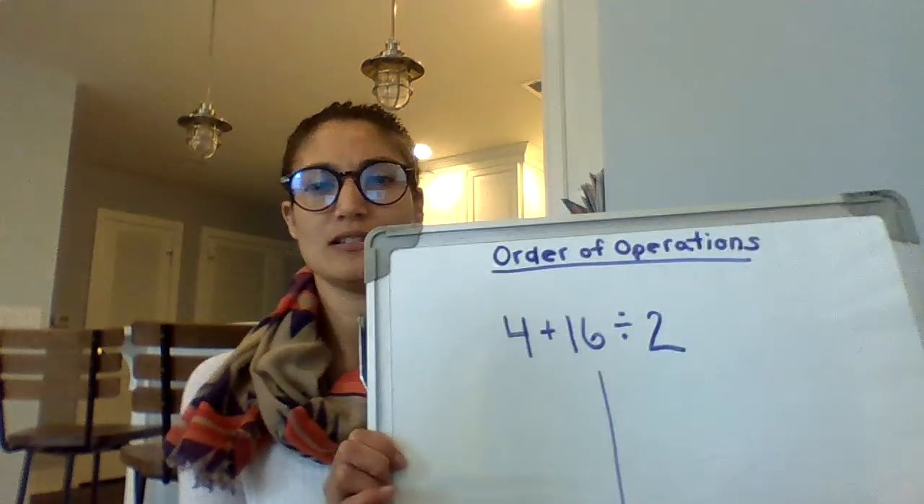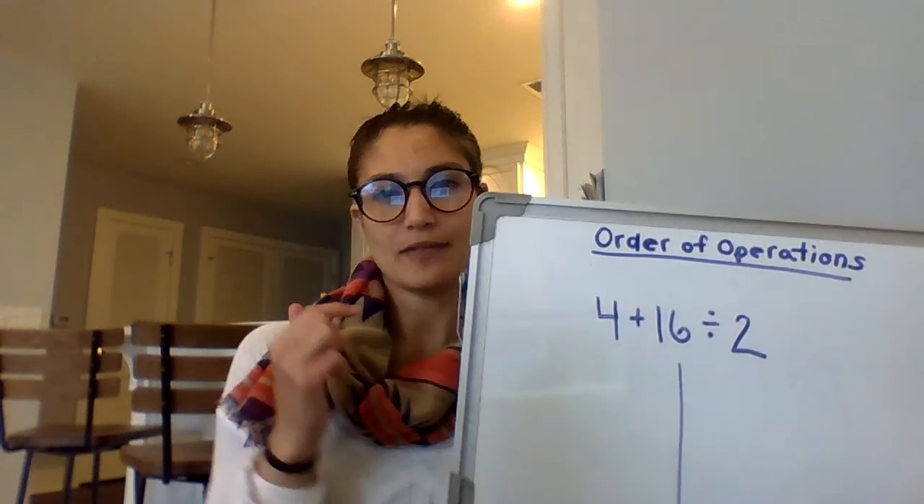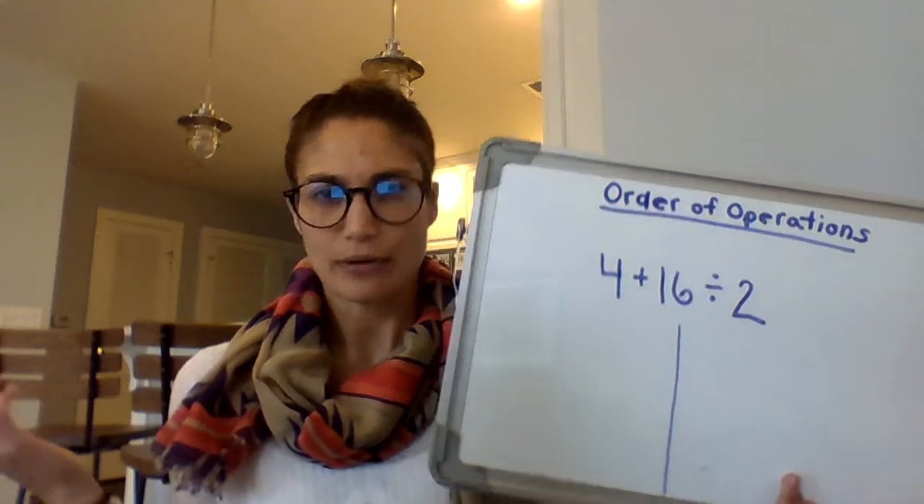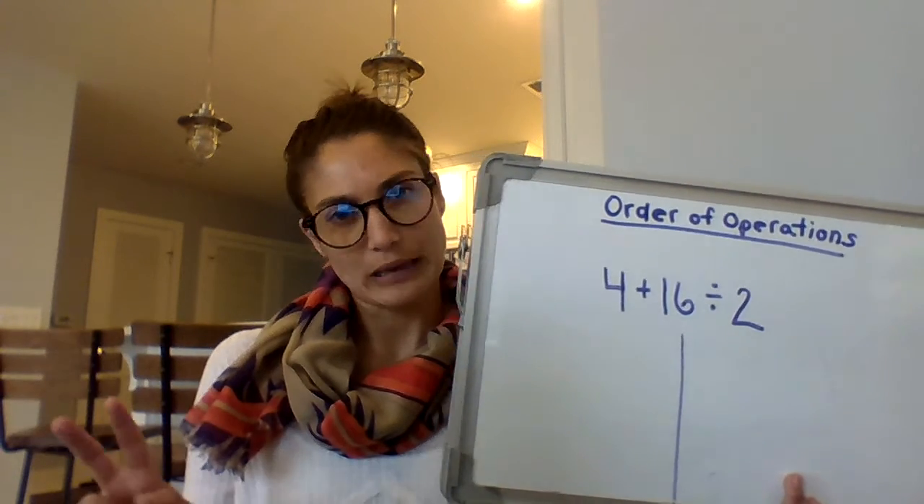Hi, mathematicians. So on Friday, we were working on solving multi-step problems. Now, today we're going to be exploring the question, does it matter the order that I solve that problem in, or the order that I use those numbers in, affect the answer? So we're going to explore that first and then talk some more about it. So let's try it. If I had this number sentence, 4 plus 16 divided by 2, does it matter how I solve these? We're going to try it two ways and see.